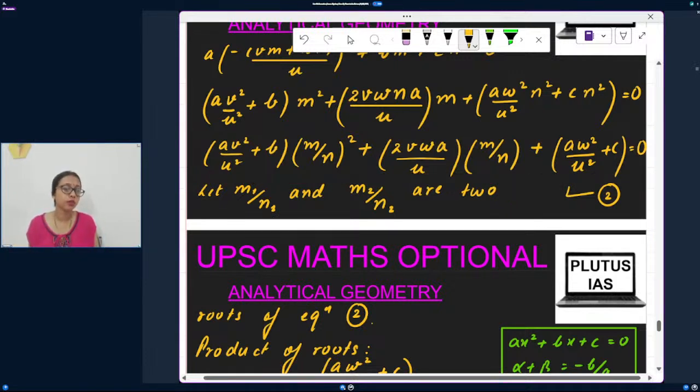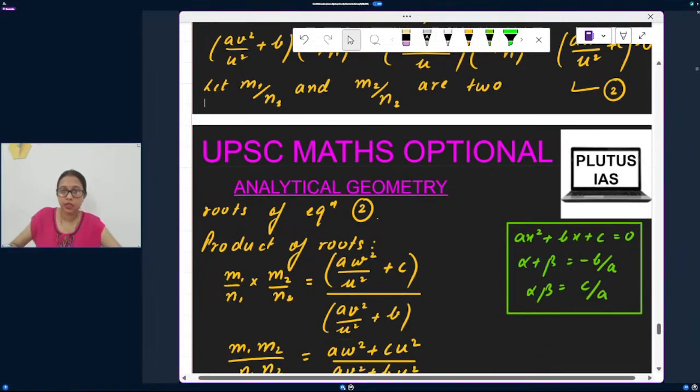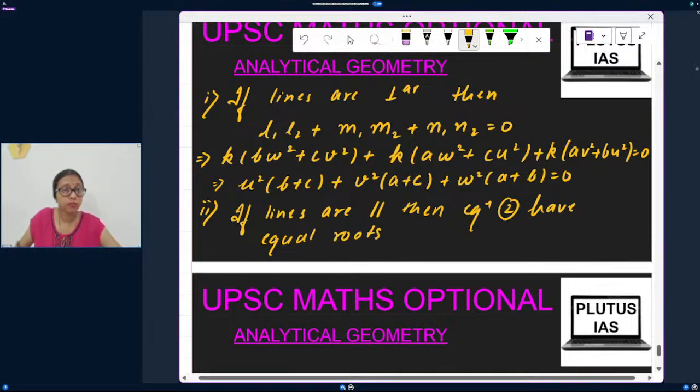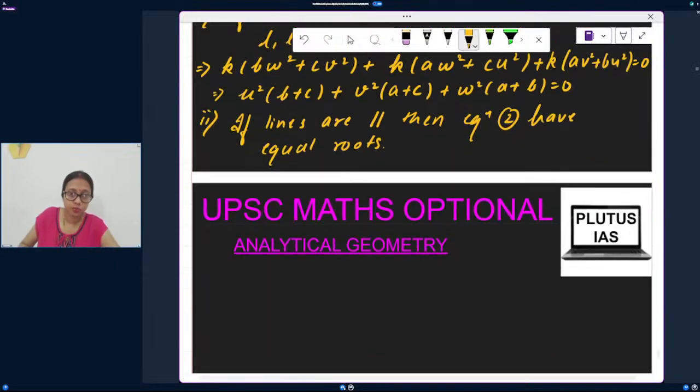So what condition do we have when a quadratic equation has equal roots? The nature of the roots is equal and real if and only if the discriminant is zero. So if the lines are parallel, then equation 2 has equal roots, which implies the discriminant is equal to 0.